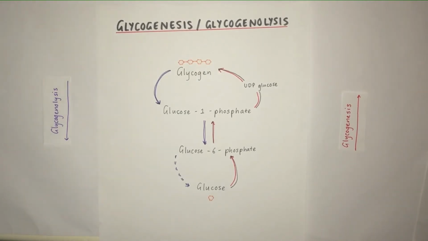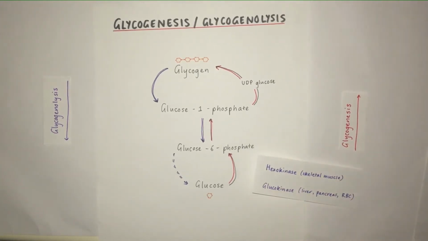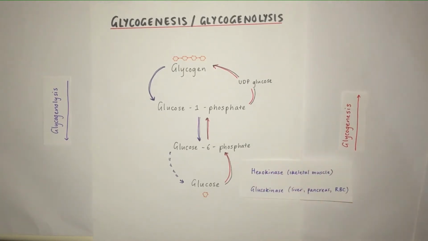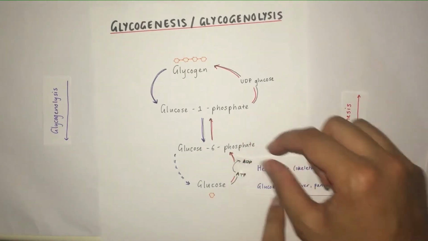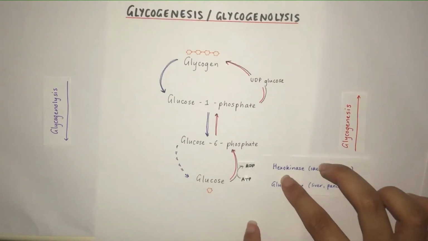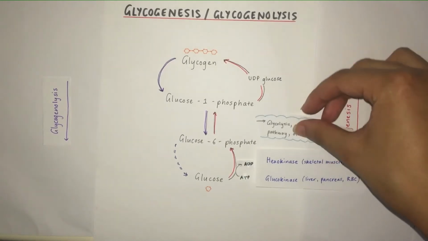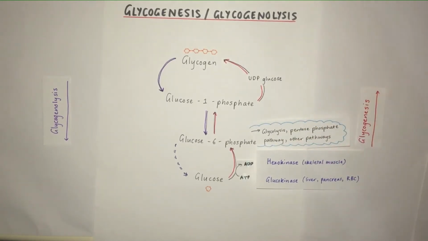So glucose becomes glucose 6-phosphate by the enzyme hexokinase in skeletal muscle and glucokinase in the liver, pancreas, and red blood cells, as we know from glycolysis. So an ATP becomes an ADP in this reaction. It's just the same as the first step of glycolysis. And then this glucose 6-phosphate can go to glycolysis, the pentose phosphate pathway, and other pathways in the body.